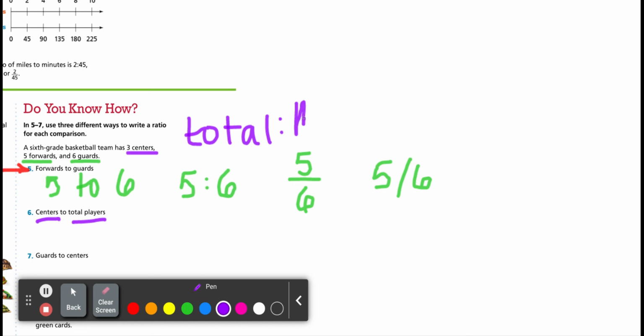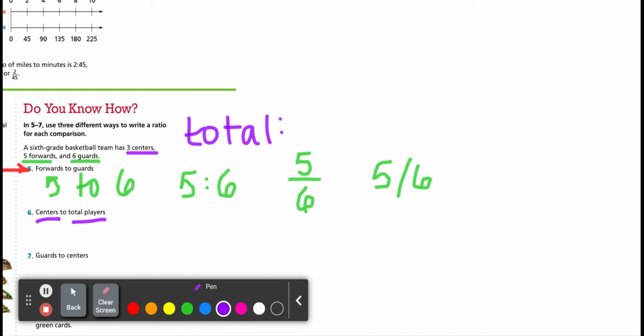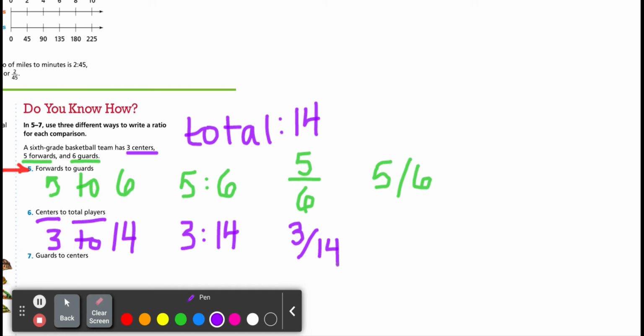So what would the ratio be for centers to total? We would have 3 centers to 14. And then you would write 3 to 14. And the last way, 3 to 14. And let's try one last question.